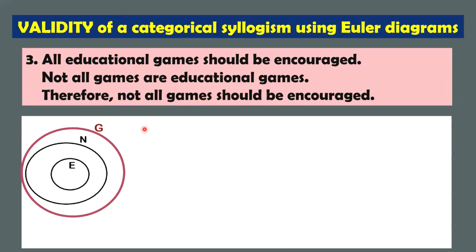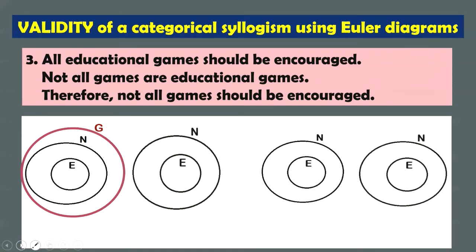Di ba? You can draw three cases kanina. Let me show you some Euler diagrams for this categorical syllogism. So I just redraw the first categorical proposition. All educational games should be encouraged. Ngayon, hahanapin natin kung saan natin i-draw yung G, set G, such that some games are not educational games. So, hindi pwedeng ilagay si G sa loob ng E. Kasi kung ganon, all games are educational games.